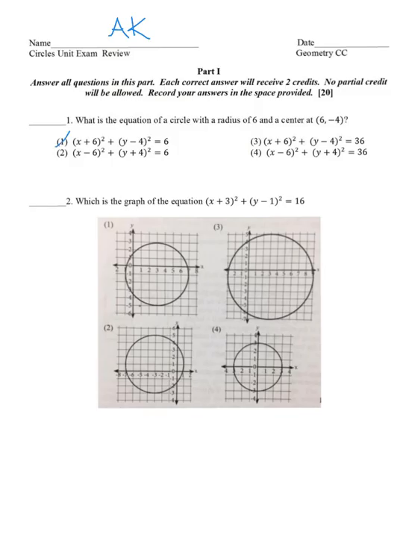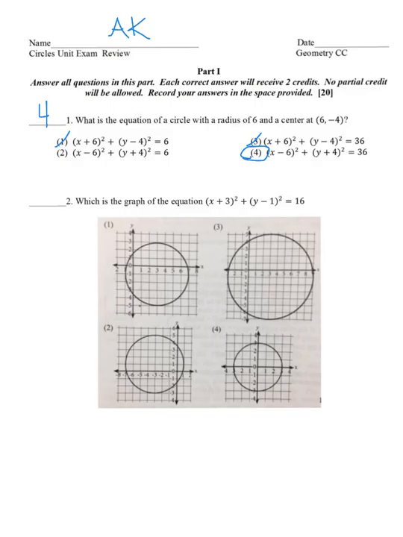That eliminates choices 1 and 3. And with a radius of 6, written in standard form, I have to take 6 and square it, which gives me 36. So the answer to number 1 is choice 4.